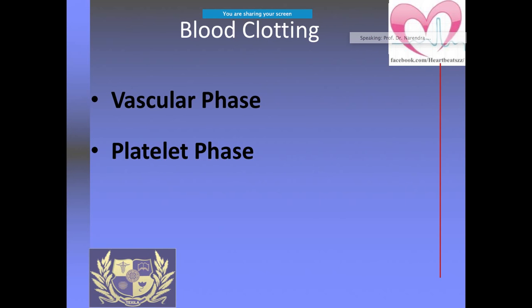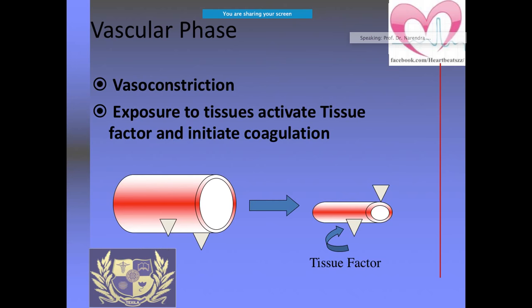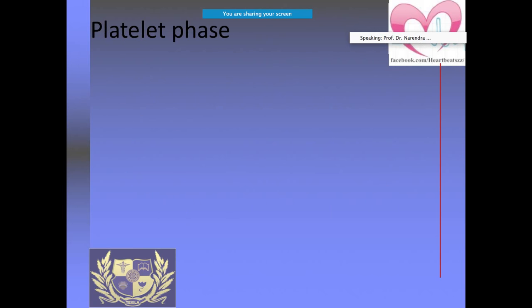So we need to understand how the blood clot is formed. There are three phases for that: a vascular phase, platelet phase, and a coagulation phase. And of course, finally, a fibrinolytic phase. In the initial vascular phase, there's something called vasoconstriction, during which there's an exposure to the tissues, which tends to activate the tissue factor, and it tends to initiate the coagulation.